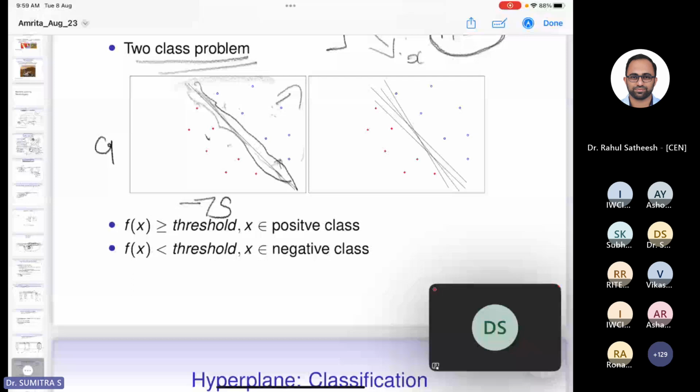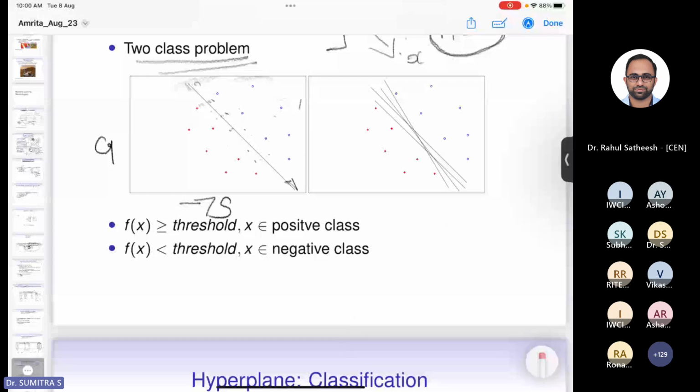Now we'll go on to the next picture. Here, not only one line, all of these four lines can divide the given data exactly into two different groups. So any of these four lines serves the purpose. Is that right?